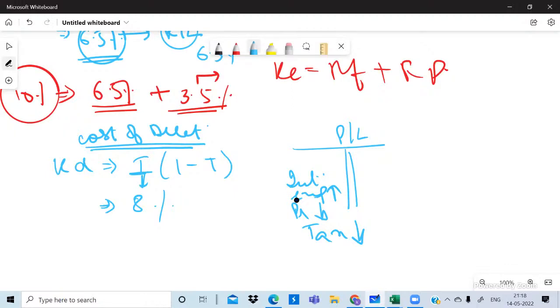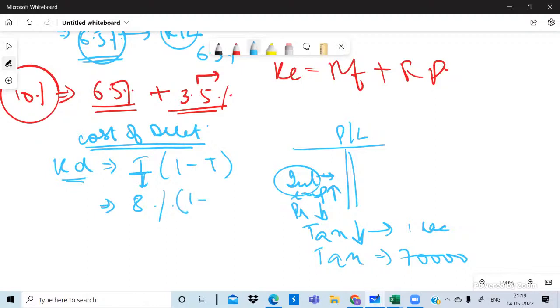So let's say I have a competitor who doesn't take a loan. Let's say he will pay a tax of 1 lakh rupees to the government, but because I have taken a loan, I might end up paying a tax of only 70,000 or 80,000. So I'll pay a lower tax because I will claim this interest as an expense. Profits will go down, tax liability will go down. So on an effective basis, my cost of debt will not be 8%, it will be lower than 8%.